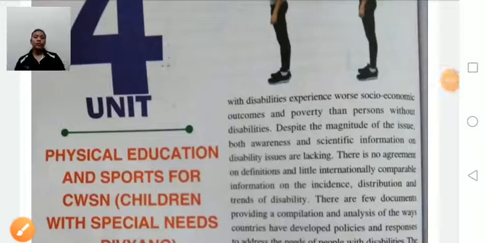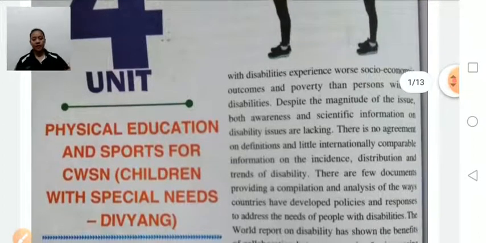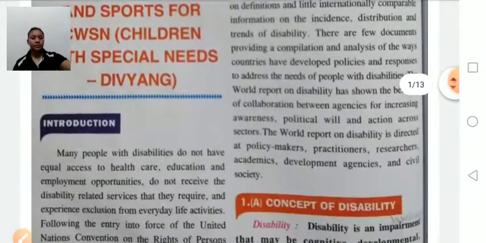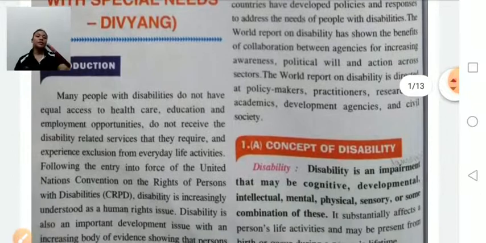Good morning, student. Let's discuss our fourth unit, physical education and sports for children with special needs, that is the Divyang. Concept of disability.